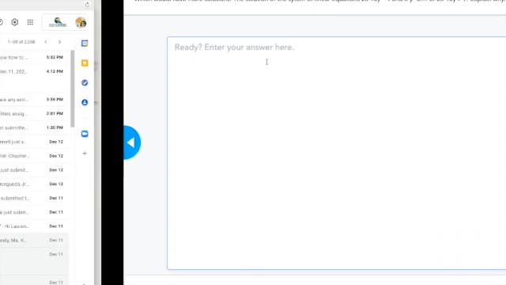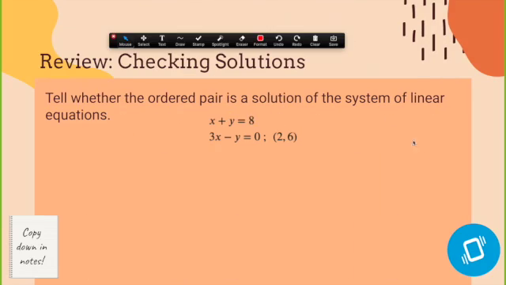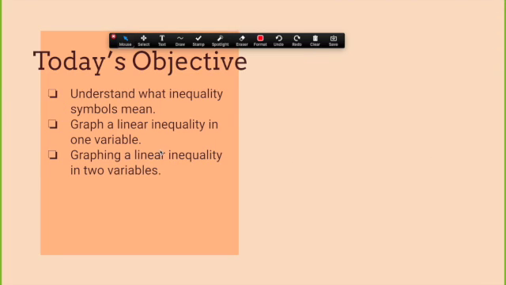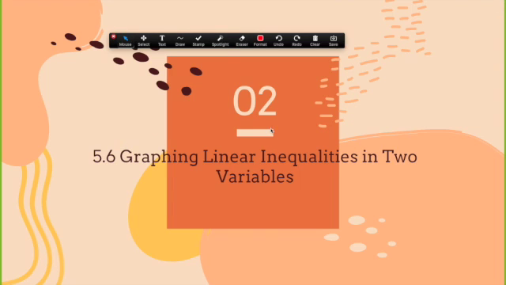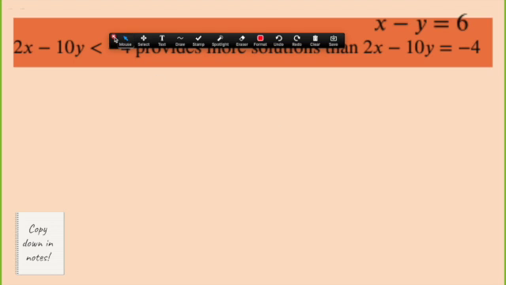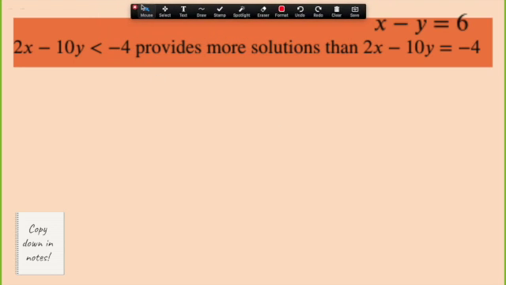All right. So over here, the first thing is we want to answer that because it'll give us a better understanding of what we're working with today. Now, 2x minus 10y being less than negative 4, that linear inequality provides more solutions than the system of linear equations x minus y equaling 6 and 2x minus 10y equaling negative 4.